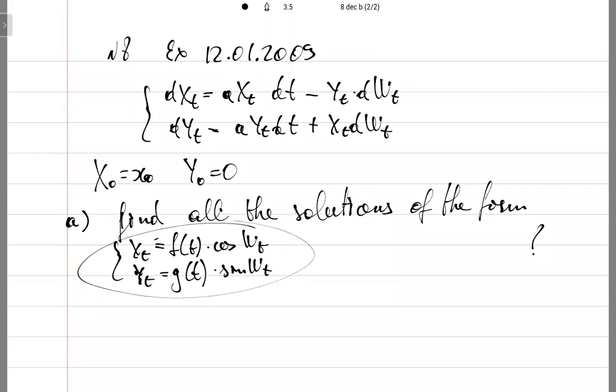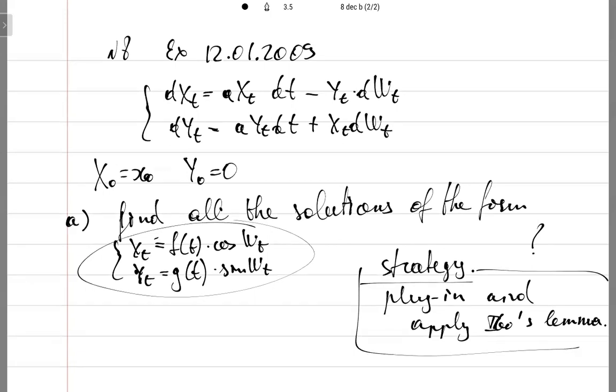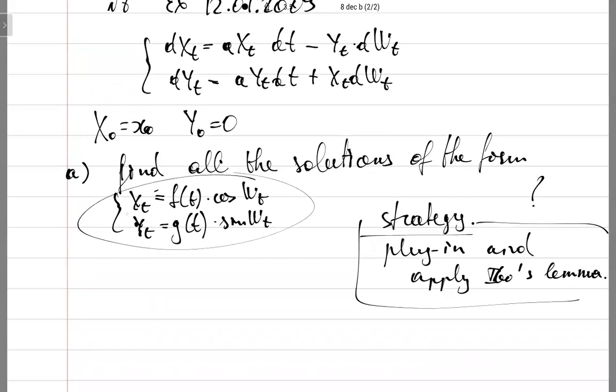Okay. Let's do it. The strategy is very simple, but calculations are a little bit messy. Strategy is very simple. Plug in and apply Ito's lemma.